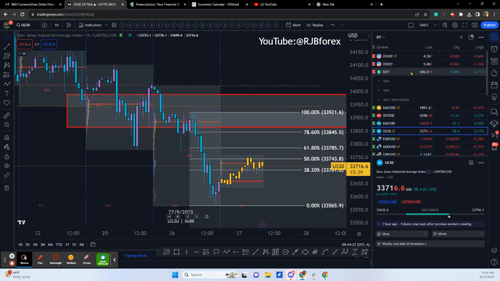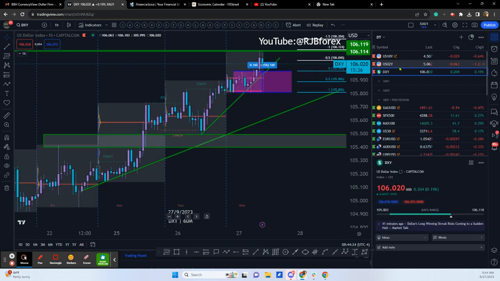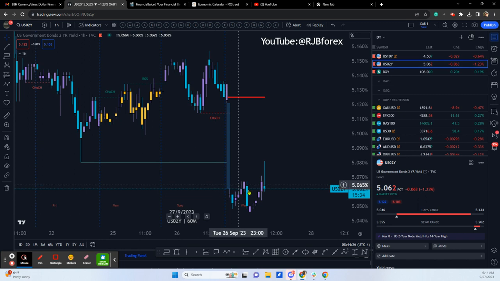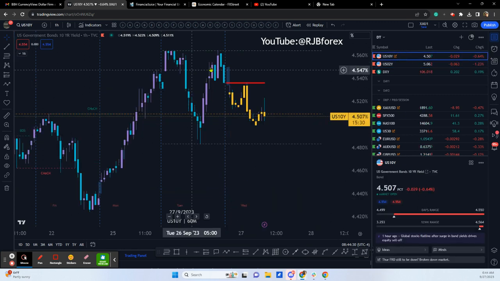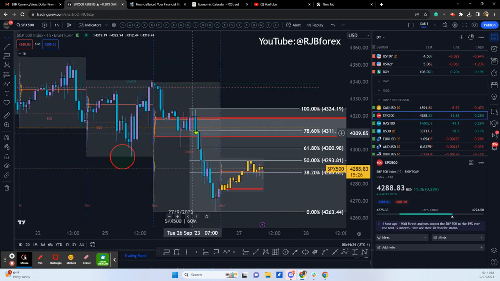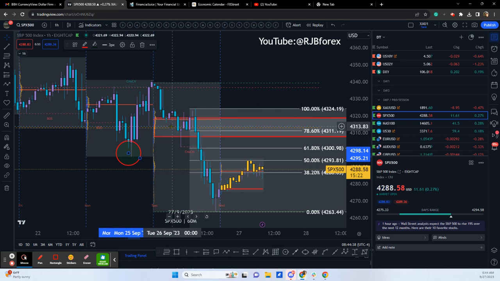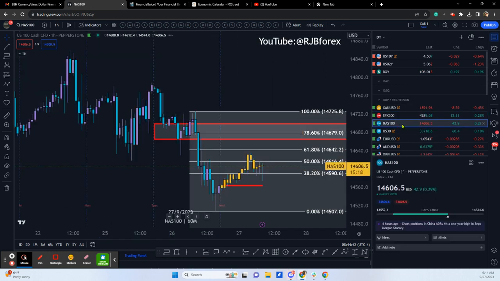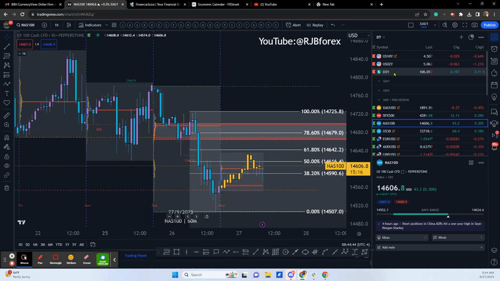But that all depends on whether this dollar is going to continue lower, whether yields are going to stay down, and if so, then we should get a rally in the stock. Same scenario for the S&P, targeting last week's lows and all that congestion up there. Same with the NAS.